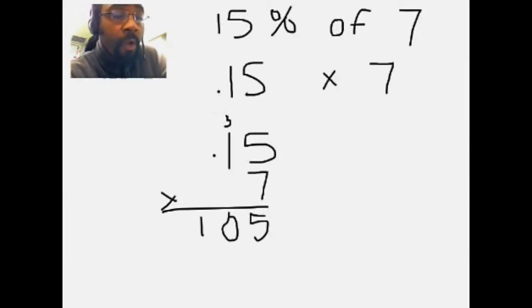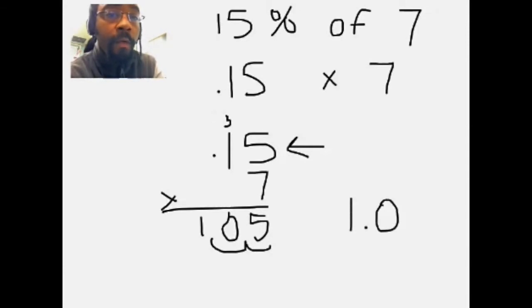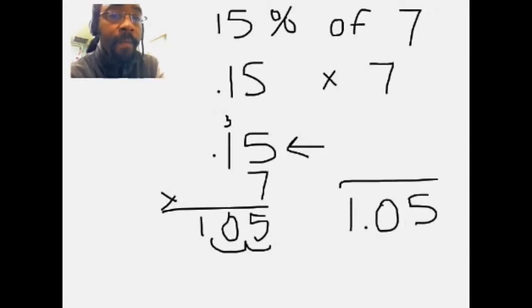It's supposed to be 105. Well, that is not necessarily the truth. When we take a look at these decimal points, we're going to have our decimal place moved over twice. So our answer will be 1.05. And that's it.